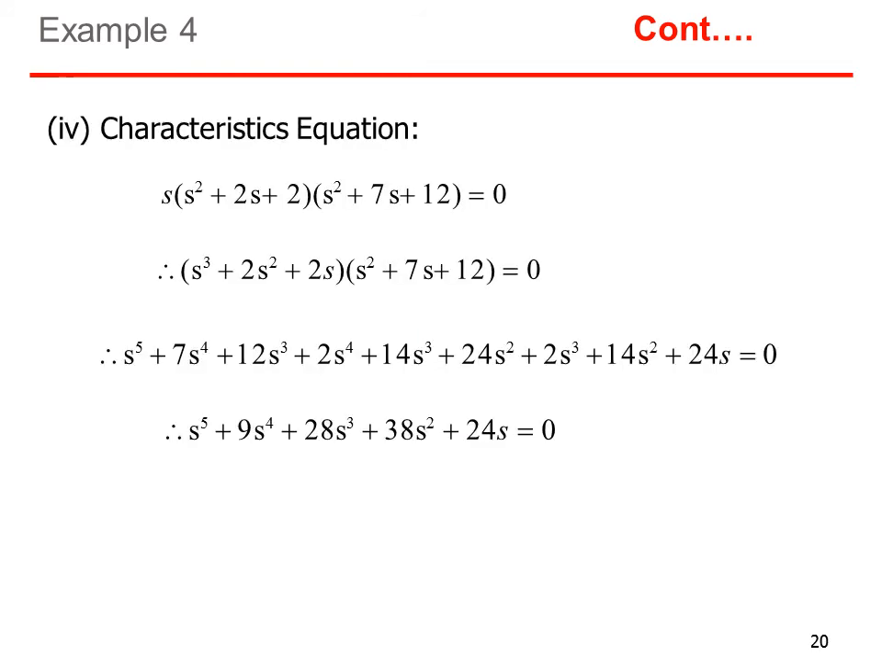Characteristic equation. For the characteristic equation we equate the denominator to 0. So that is s square plus 2s plus 2, s square plus 7s plus 12 is equal to 0. And by calculating it we get s raised to 5 plus 9s raised to 4 plus 28s cube plus 38s square plus 24s is equal to 0.